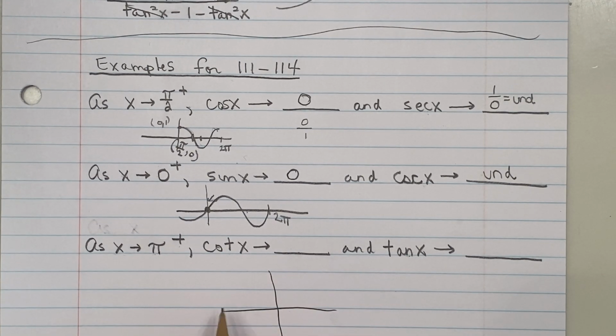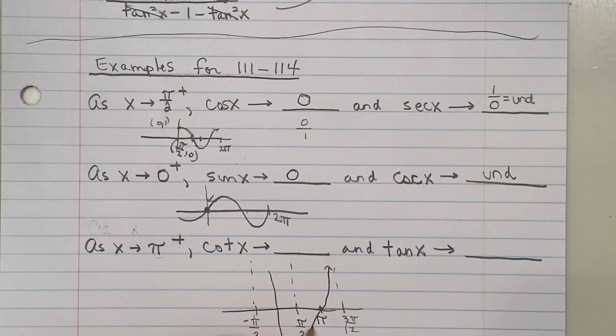Well, you might want to look up your tangent graph. We have vertical asymptotes at pi over 2 and negative pi over 2. But I'm approaching pi, so pi must be about right here because this is 3 pi over 2. Well, here's pi, and tangent goes something like this.